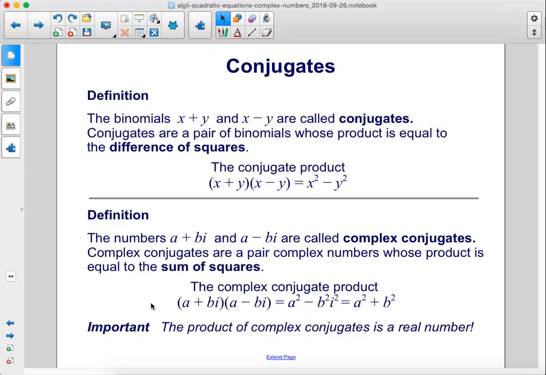The numbers a plus bi and a minus bi are called complex conjugates. Complex conjugates are a pair of complex numbers whose product is equal to the sum of squares. So the complex conjugate product, a plus bi times a minus bi, gives us a squared minus b squared i squared, which equals a squared plus b squared. Important: the product of complex conjugates is a real number.